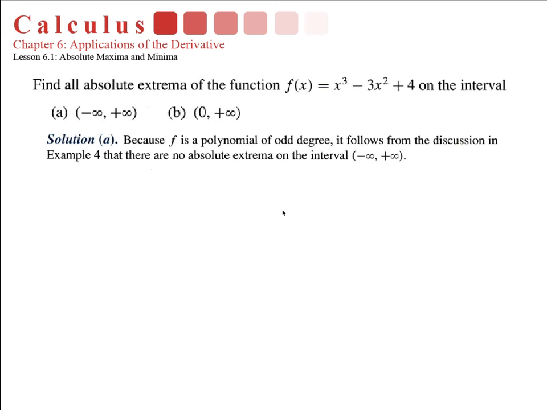Well, what does that mean? Since it's an odd degree polynomial, it follows that there are no absolute extrema on the open interval from negative infinity to infinity, the infinite real line.